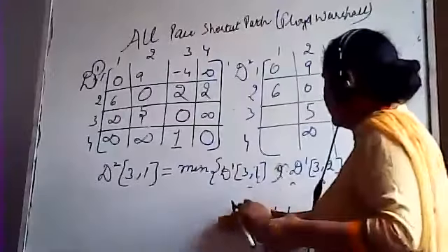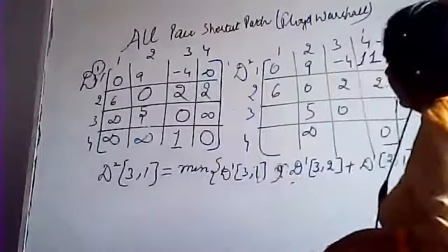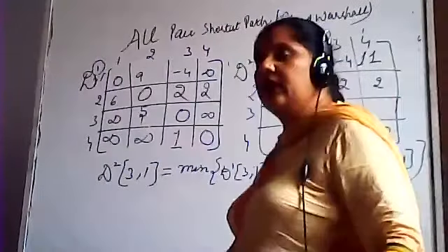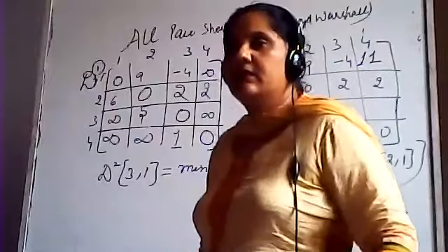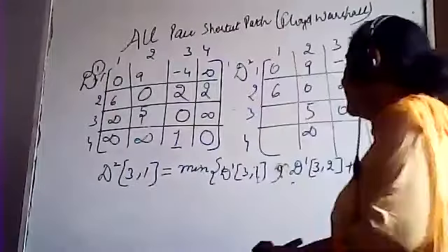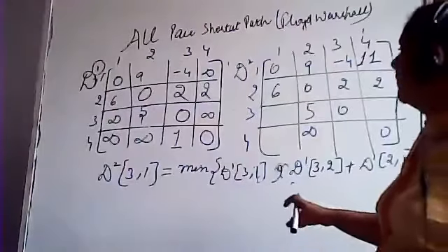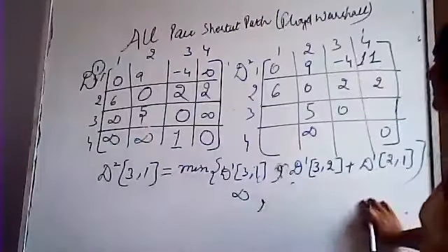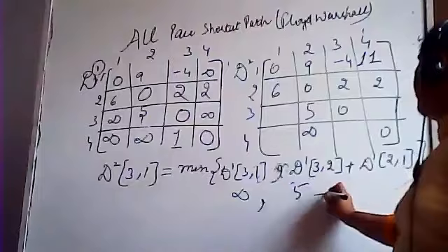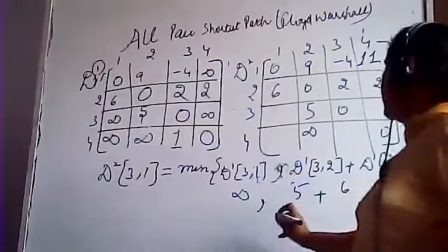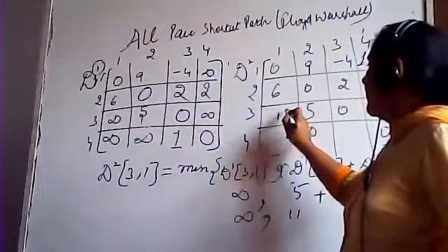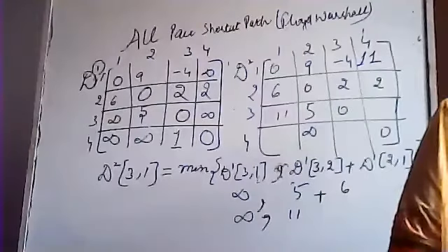Give me the values for this. Akriti, please give me the values for this. Am I audible? Ma'am, I'm solving. Okay. You just give me the values from this. D of 3, 1 is infinity, 3, 2 is 5, 5 plus 2, 1 is 6. 6, infinity, 11. Infinity, 11. Next value.